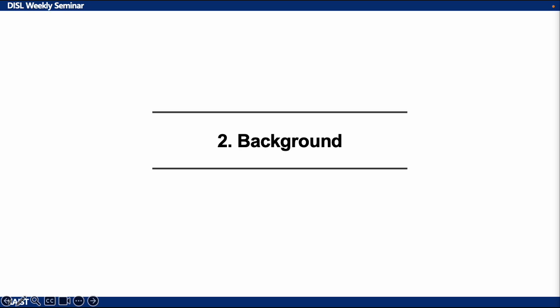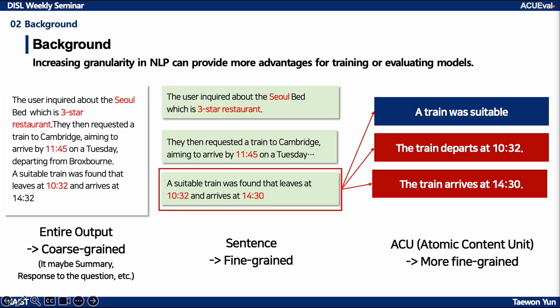Before I explain the method and experiment, I would like to explain the definition of ACU. ACU can improve text evaluation performance by increasing granularity. In many NLP tasks, increasing granularity allows for more precise evaluation. As you can see on the slide, evaluating raw model output is referred to as coarse-grained evaluation. This raw output can be a summary or an answer to a question. If we can break down this output into smaller units such as sentences, we can get more detailed information for evaluation.